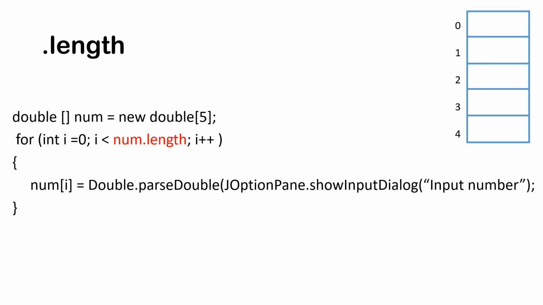And then we could say num[i] = Double.parseDouble(JOptionPane.showInputDialog("Input number")). And as we run this code, we will be able to input all our numbers into the array.